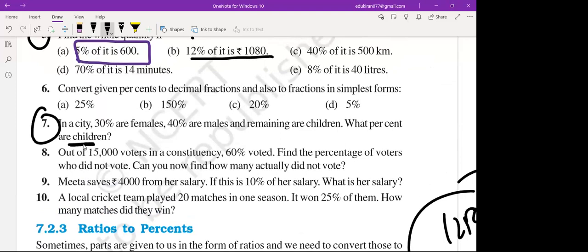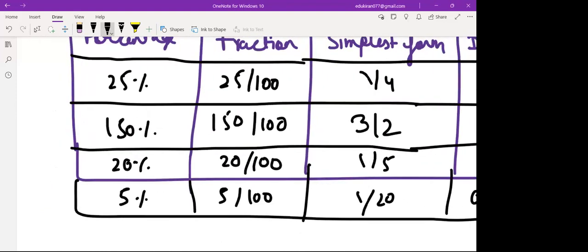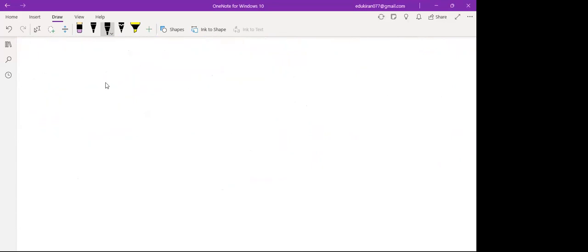Can you do 30 divided by 100 into 40? Then, ma'am, what are we supposed to do here? Do this. 40% plus 30% is equal to 70%. Yeah. So 100 minus 70% is equal to the number of children. Yes. Right?